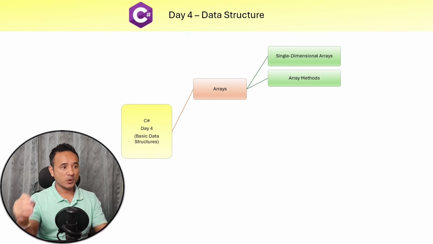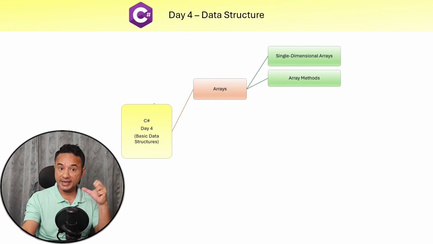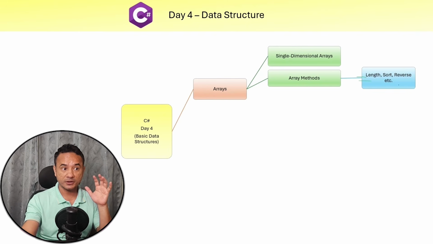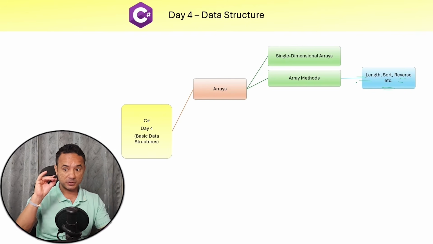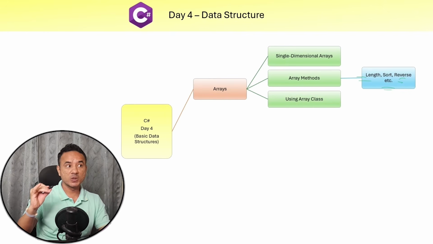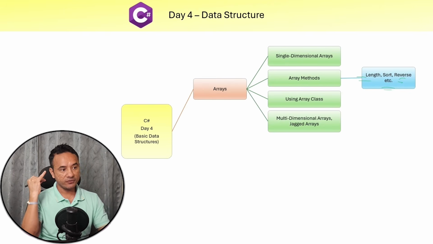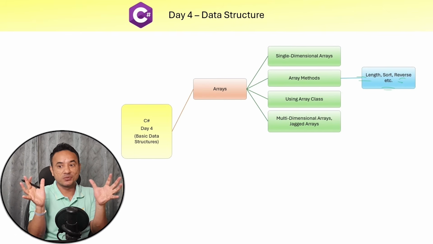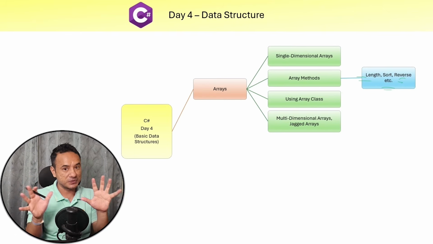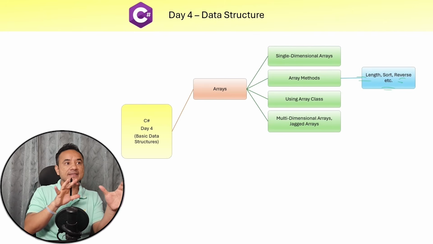Next, C sharp also provides very important array methods which you must know, like the length, the sort, reverse. These are the array methods. Then we have the Array class for advanced array operations, like searching and clearing the elements inside the array.